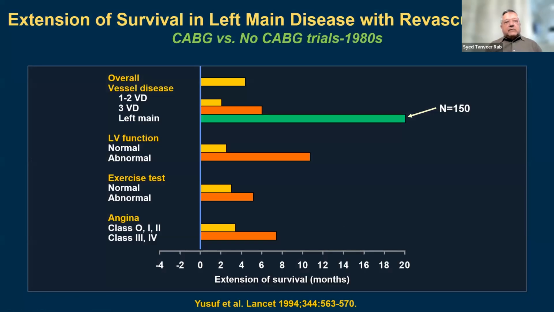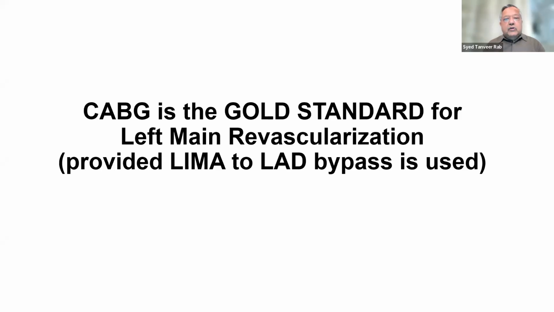So the most important thing in revascularization was in the CABG versus no CABG trials in the 80s, before even PCI came into prime time, that the survival extension was the best not in one vessel disease, where people could do well medically, nor in three vessel disease, but in left main, where there was a big advantage that you could extend your survival by revascularization. But again, to emphasize, these are all CABG versus medical therapy trials. So CABG then became the gold standard for left main revascularization, and we thought that it was the best strategy for left main till recently, over the last decade.